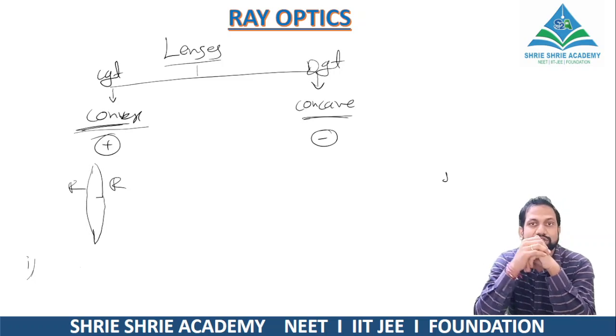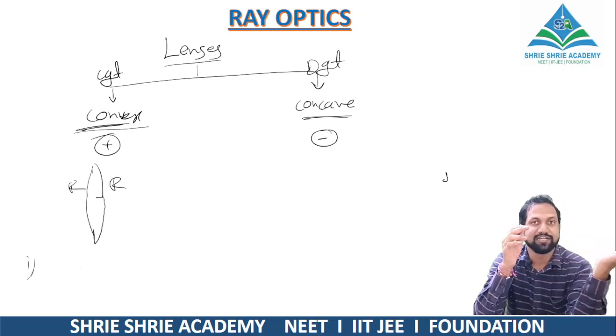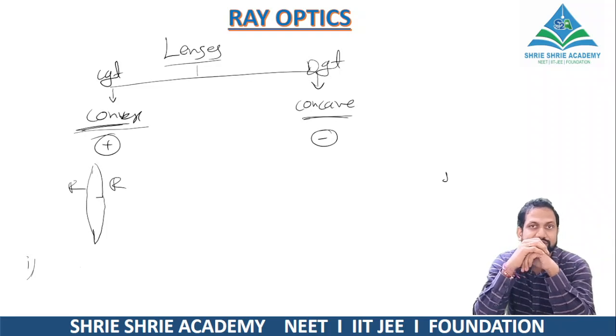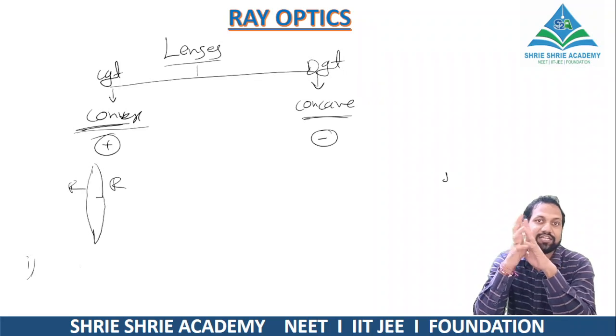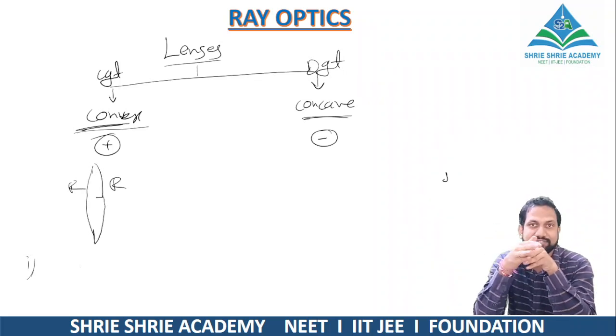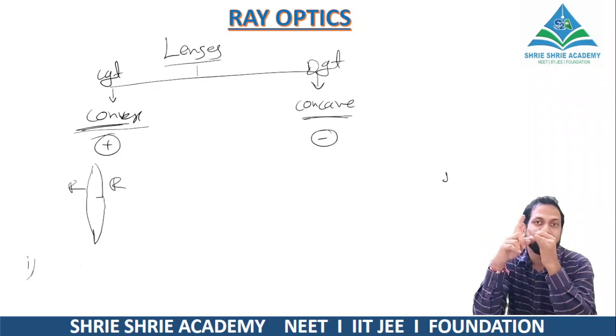Case 2, if the object is beyond the center, what does it mean? Object distance is greater than 2f. Then the image will be in between focus and center, that is f and 2f. Nature of image: it is a real, inverted, diminished image, right?